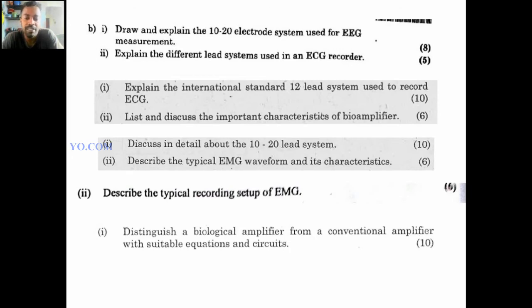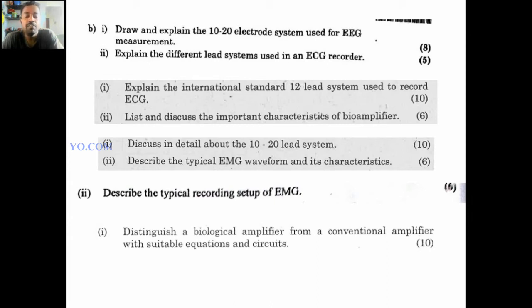EMG is from second unit. Okay, right. Then describe the typical recording setup of EMG, that is also from second unit. Okay, EMG recorder setup. Then distinguish the biological amplifier from conventional amplifier with a suitable equation and circuits.